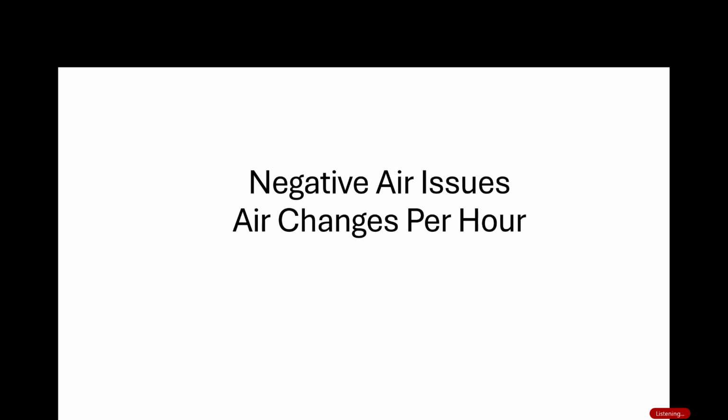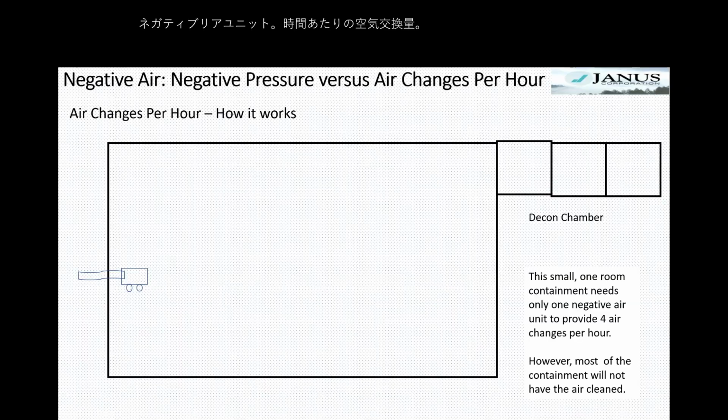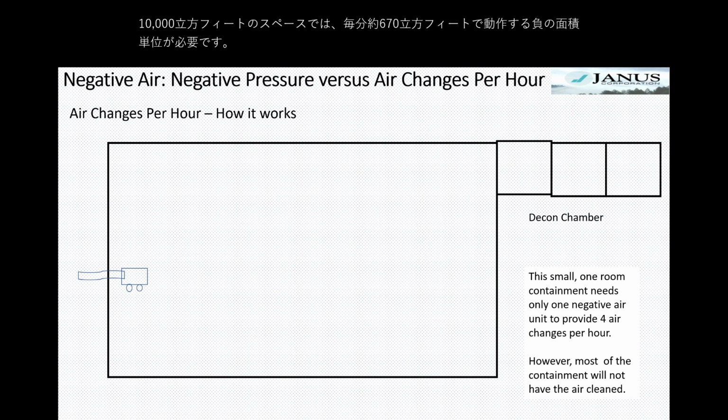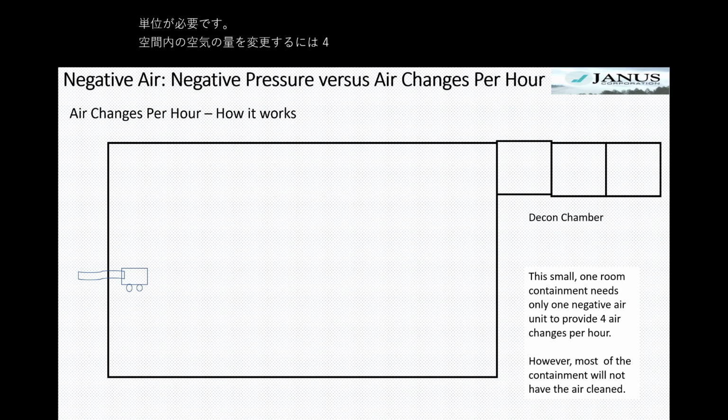Air changes per hour. In the United States, the Occupational Safety and Health Administration requires 4 air changes per hour. In a 10,000 cubic foot space, you would need a negative air unit running at approximately 670 cubic feet per minute to change the volume of air in the space 4 times each hour.